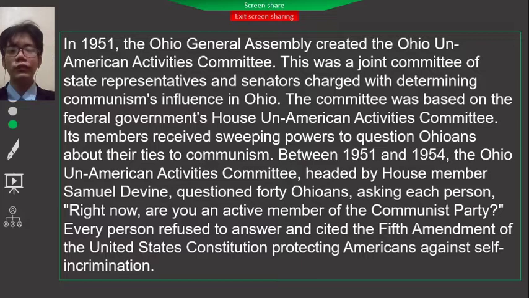Between 1951 and 1954, the Ohio Un-American Activities Committee, headed by House member Samuel Devine, questioned 40 Ohioans, asking each person, "Right now, are you an active member of the Communist Party?" Every person refused to answer and cited the Fifth Amendment of the United States Constitution, protecting Americans against self-incrimination.